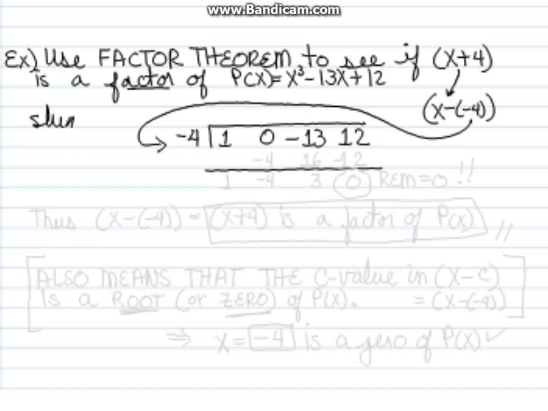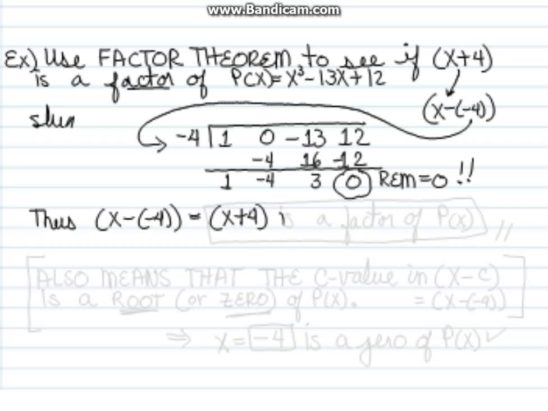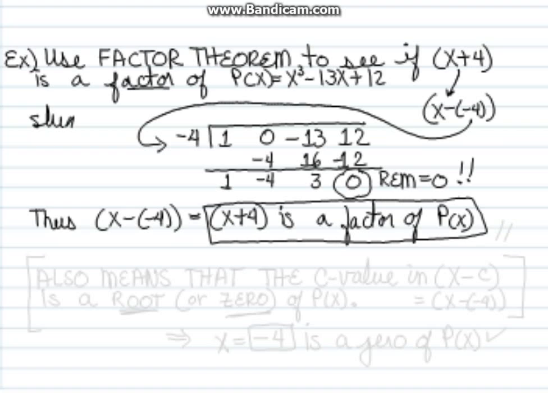Bring down the first number and multiply negative 4 times 1. That's negative 4. Add. Multiply negative 4 times negative 4 is 16. Add, we get 3. Add, we get 0. And we're having a party because we got a 0 remainder. And that means that x minus the c that we just divided by, in other words, x plus 4, is a factor of the numerator. The numerator is the p of x. All right, it's a factor of p of x.